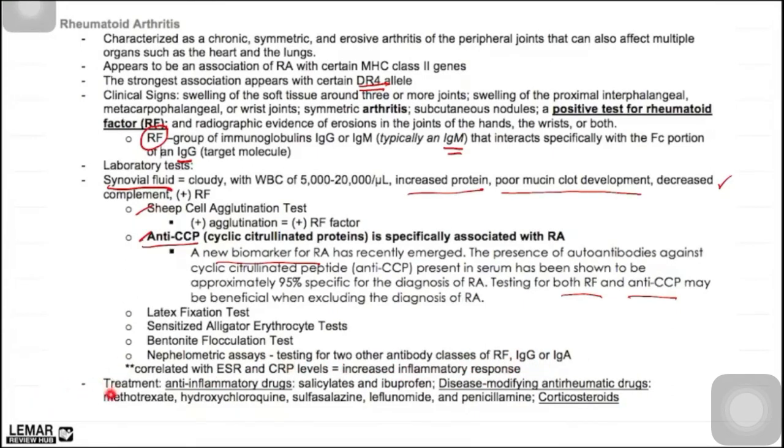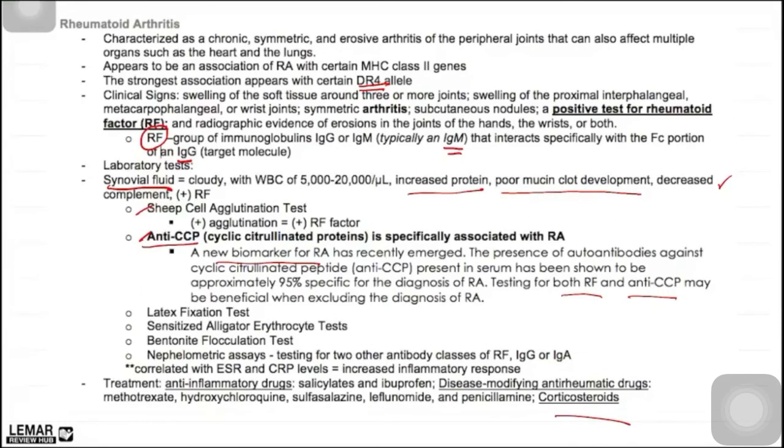Treatment for this is the use of anti-inflammatory drugs such as salicylates and ibuprofen. Disease-modifying anti-rheumatic drugs include methotrexate, hydroxychloroquine, sulfasalazine, leflunomide, and penicillamine. And some corticosteroids, so steroids.